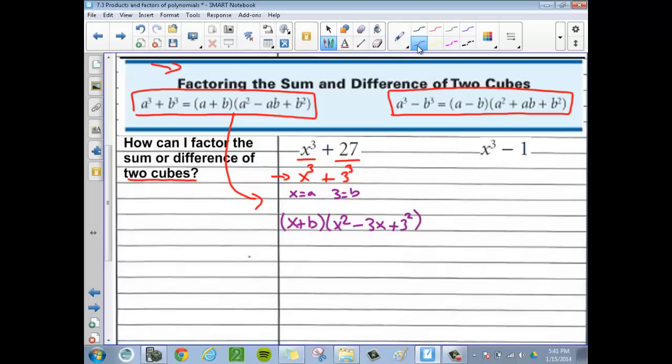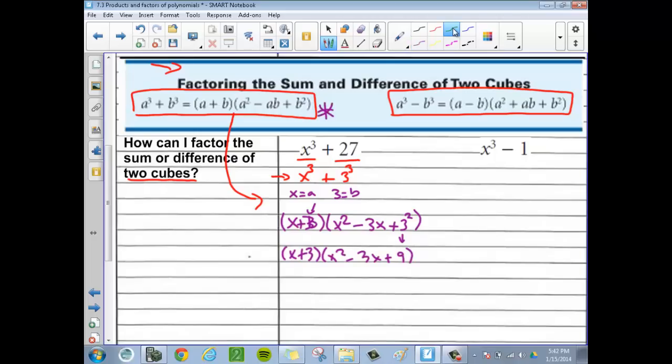And if I wanted to simplify this, oh, why did I put a b there? What was I thinking? That should be a 3. So, just to simplify this out quick, we have x plus 3 times x squared minus 3x plus, and this changes to a 9. And now it's completely factored using this formula right up here.